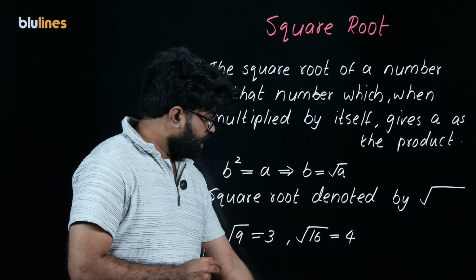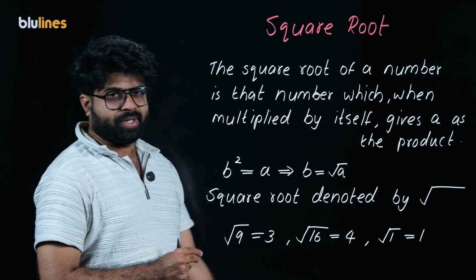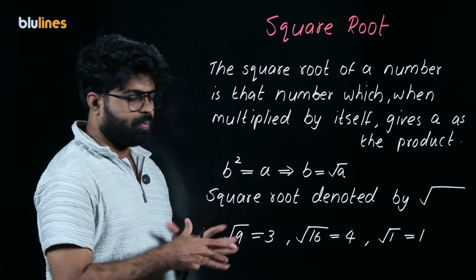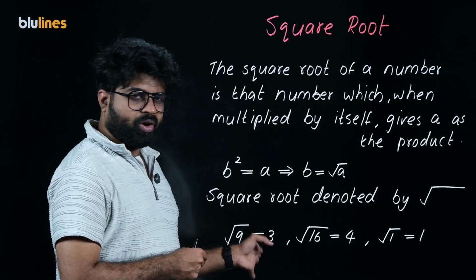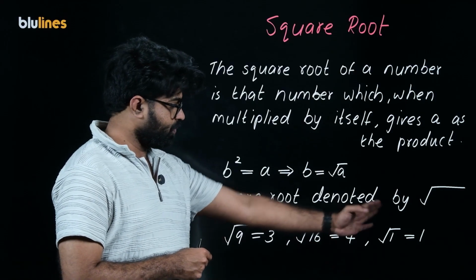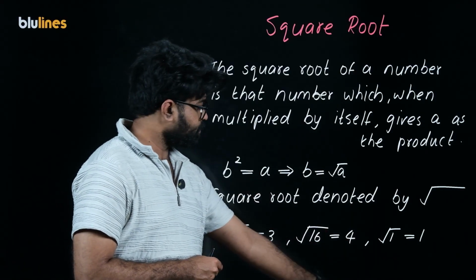So we can see here we are basically dealing with positive numbers. So I have removed that negative part. So here it is always plus or minus 3, here it is plus or minus 4, here it is plus or minus 1.